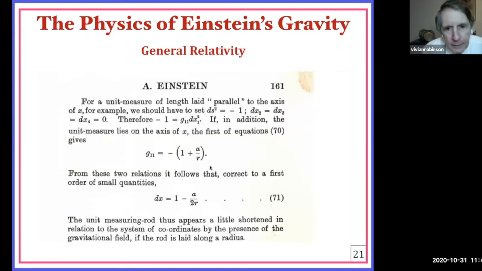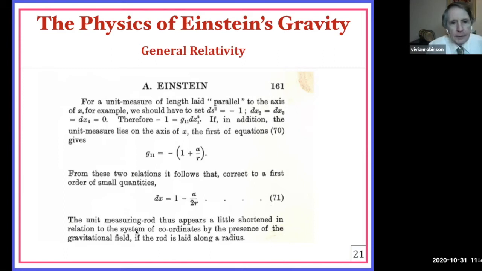Well, when alpha over r or alpha over 2r are small, there's not much difference between 1 over 1 plus that quantity and its inverse. So he went on to say that the unit measuring rod thus appears a little shortened. That may seem to be a contradiction to my earlier statements that a strong gravitational field causes length to increase. However, you should look at the words that followed.